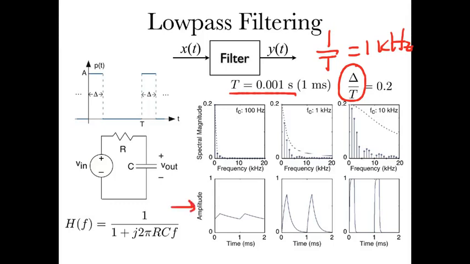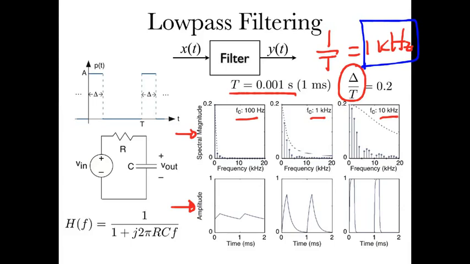The outputs are shown down here. This is the spectrum of the output. So these are the Fourier coefficients for filters of various cutoff frequencies. I'm changing R times C to produce these various cutoff frequencies. Don't forget that the fundamental is at 1 kilohertz. If you recall, the Fourier series for a periodic pulse train has power at all harmonics of the fundamental. So it has power at 1 kilohertz, 2 kilohertz, 3 kilohertz, 4 kilohertz, etc.